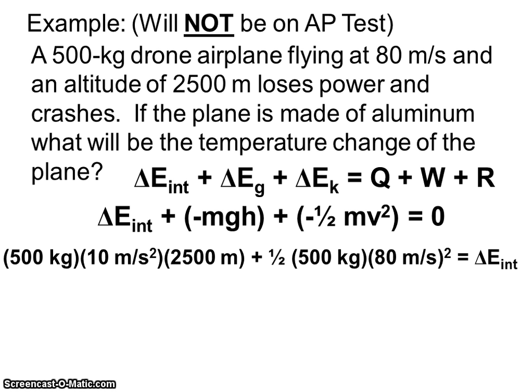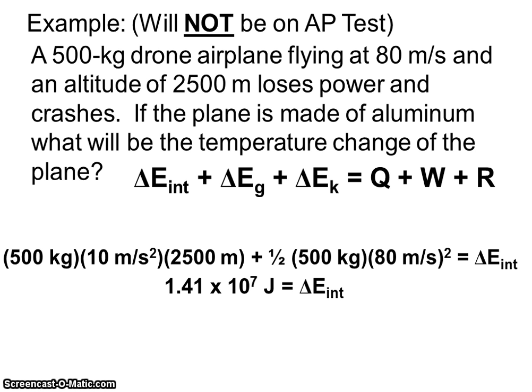So we can figure out the change in potential energy and the change in kinetic energy, and that must be equal to the change in internal energy. And we get 1.41 times 10 to the 7th joules. Now that kind of stuff actually would possibly be on the AP test. This next part of it won't be: actually figuring out the temperature change of the aluminum.